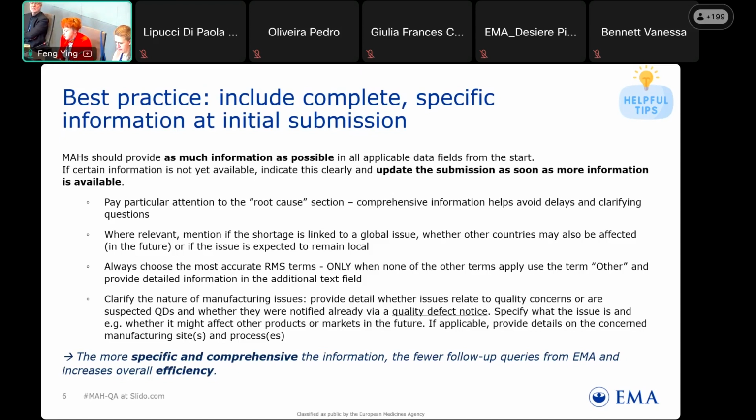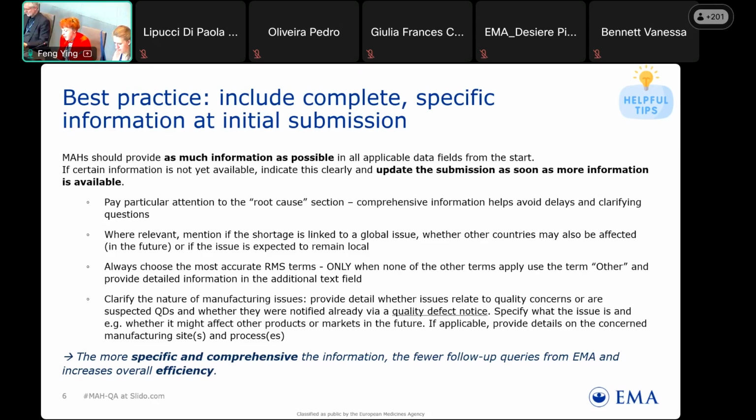And do mention if the shortage is linked to a global issue, whether other countries may also be affected in the future, or if you are expecting the issue to remain local. That really helps us to gauge the impact of the shortage and its global presence. Do always choose the most accurate RMS terms. Only really when none of the terms apply should you use the term other, and do provide then additional information in the free text field where it says that you can add additional information.